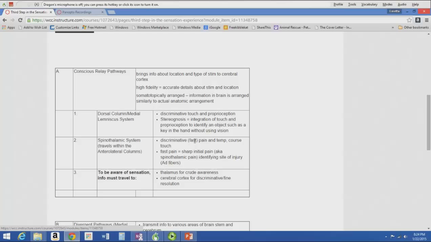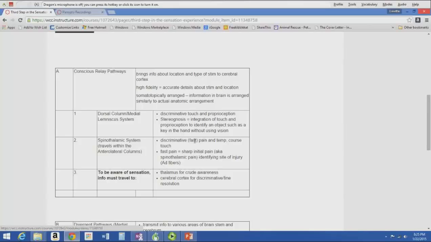Okay? So we will talk about each one of these individual little systems and what type of information runs in those tracts. There's the dorsal column medial lemniscus system, and that conveys discriminative touch and proprioception. So that's being able to tell one thing from another. When you touch something, what is it? So we talk about stereognosis, which is the integration of touch and proprioception to identify an object without using vision.